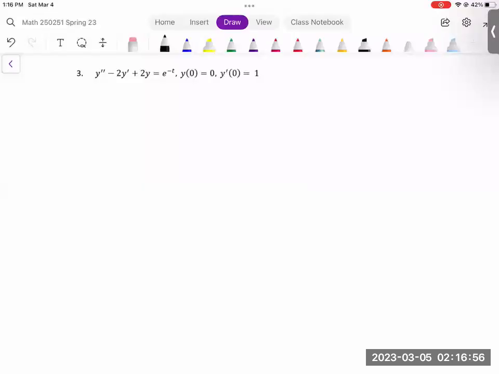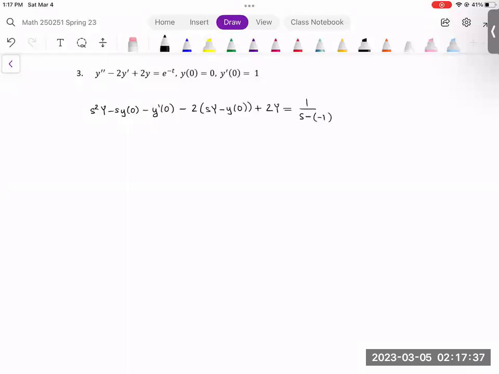All right, so let's take a look at another one. We're going to start off by taking the Laplace transform of both sides here. So we have s squared Y minus s times y at 0 minus y prime at 0 minus 2 times sY minus little y at 0 plus 2 times capital Y. Okay, and this is going to be equal to the Laplace transform of e to the negative t. So this is 1 over s minus that negative 1.